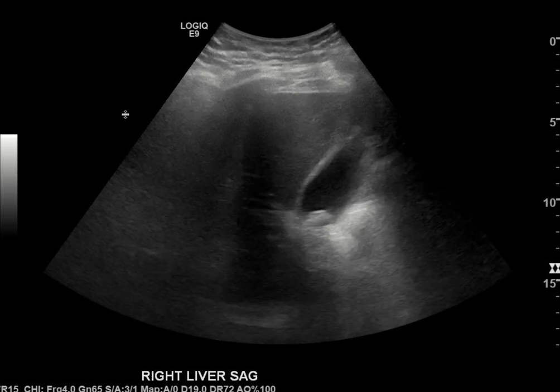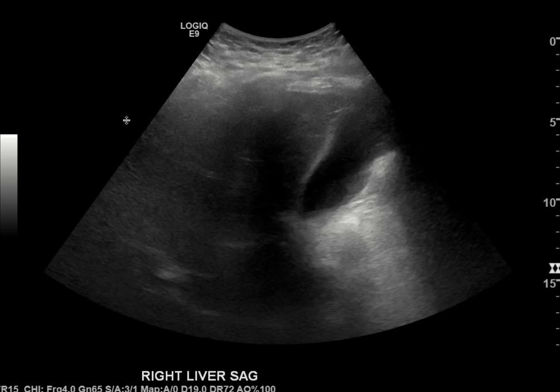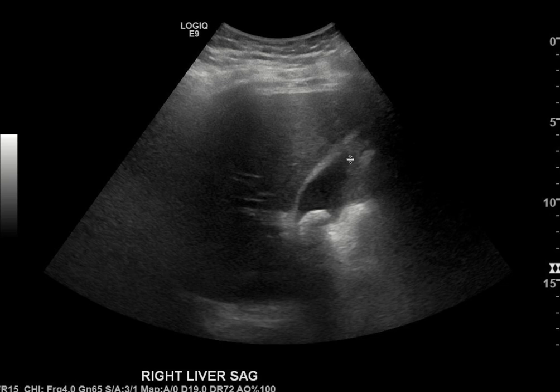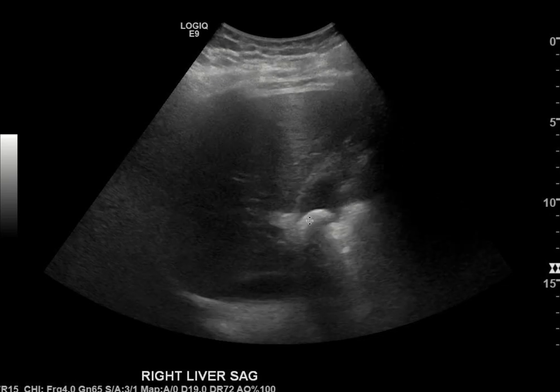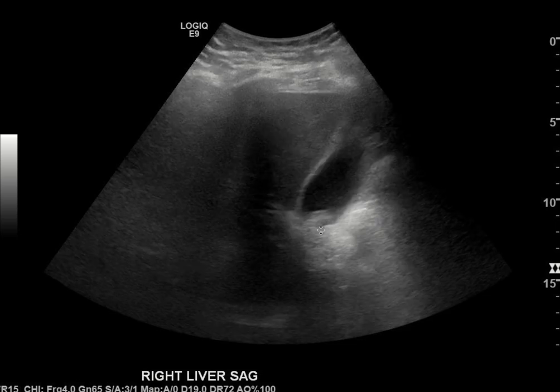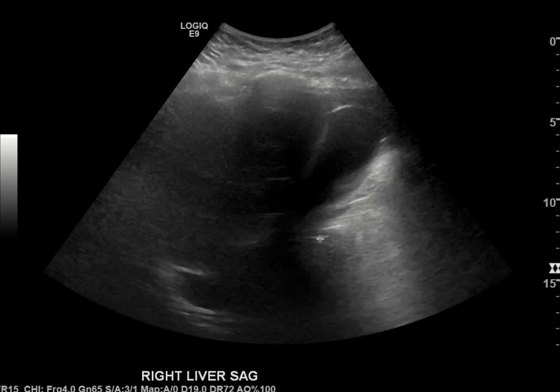Here's an ultrasound that was performed in a patient with right upper quadrant pain. And you can see the gallbladder right here, and then within the neck of the gallbladder there's this curvilinear echogenic structure with posterior acoustic shadowing, and so that's diagnostic for a gallstone.